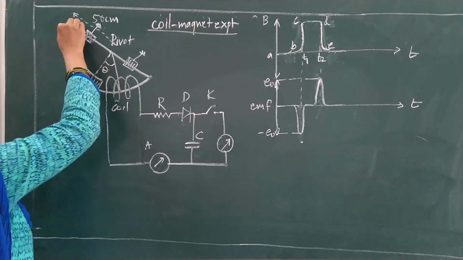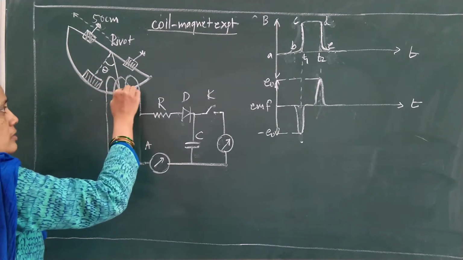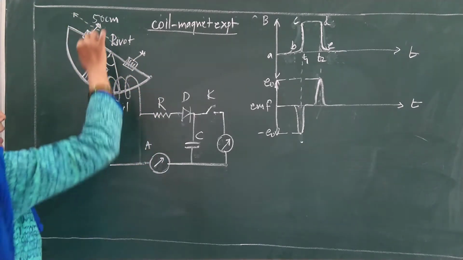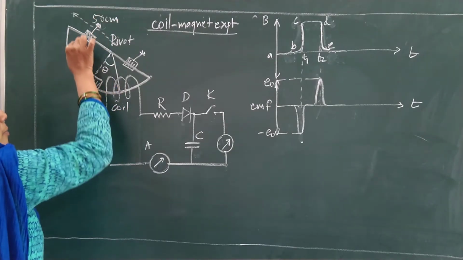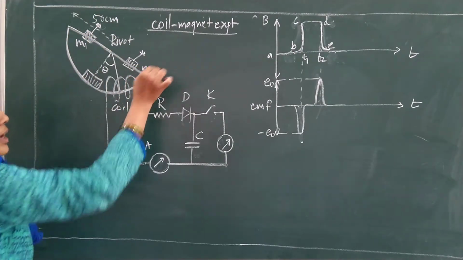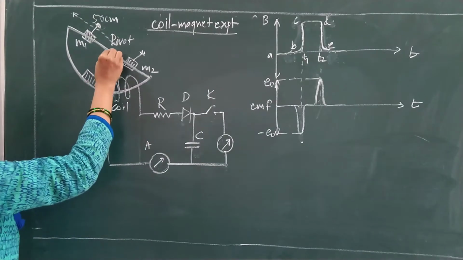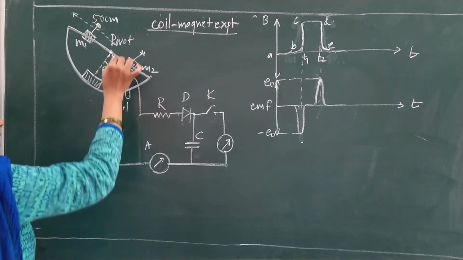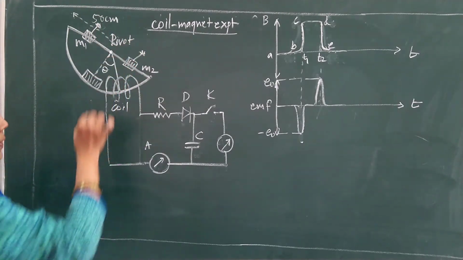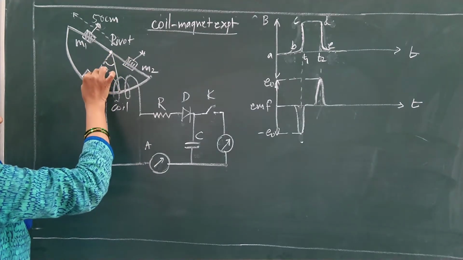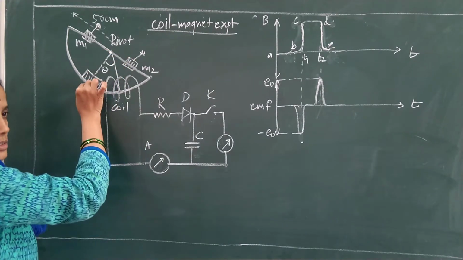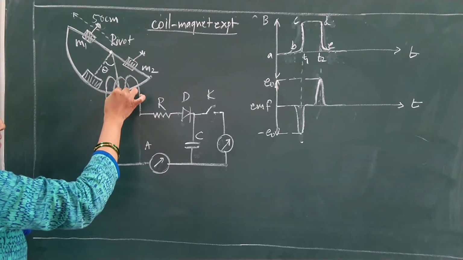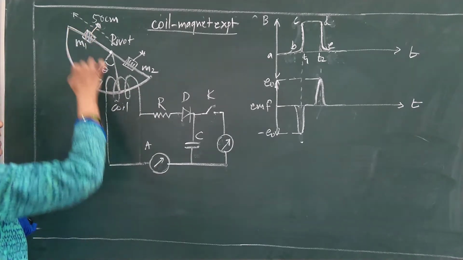In this diagram, I have this semicircular arch. This semicircular arch frame is made of aluminium and it is fixed with the help of M1 and M2 as supports. The semicircular arch has a radius of 50 cm. At the center there is a pivot. From the pivot I have hung the magnet, and another connection is given to the center of this arch.